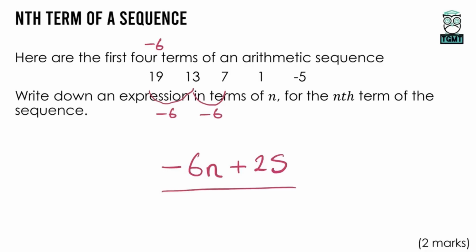You could also write this the other way around. You could write 25 minus 6n, but you don't have to. But if you are given an nth term in a question, you might see it written the other way around.